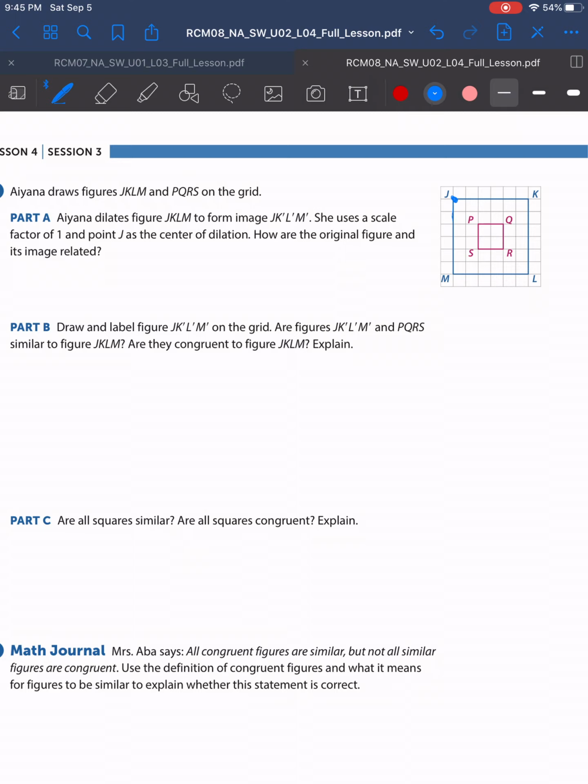So this is 1, 2, 3, 4, 5, 6. What is 6 times 1? 6. So wouldn't the brand new triangle, or I mean rectangle, square, sorry, the brand new square fit right on top of the old square? Okay, so we're going to say JKLM and JKLM prime are the same shape, size, and in the same location.